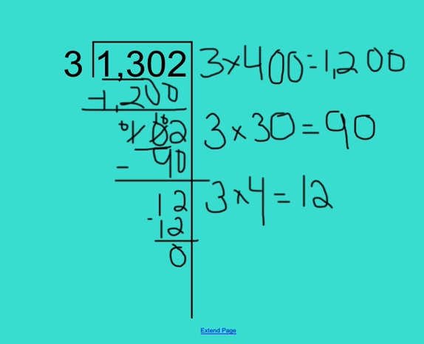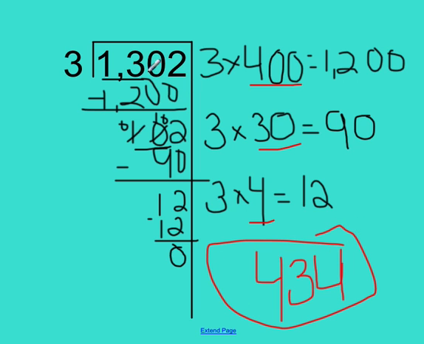Now when I'm trying to figure out what my final answer is, I have to look and see what I multiplied times 3. So I have 400, 30, and 4. So my final answer would be 434. So 1,302 divided by 3 is 434.